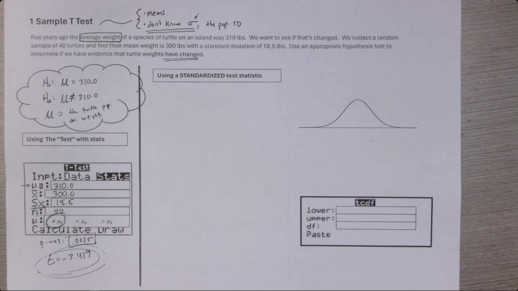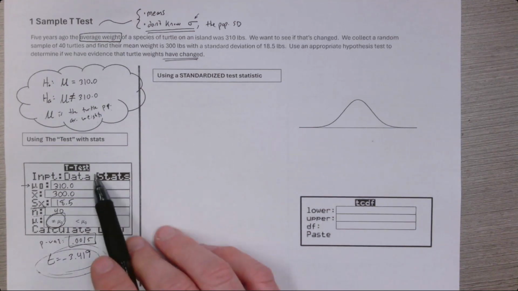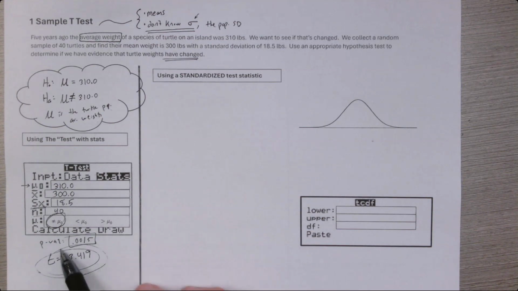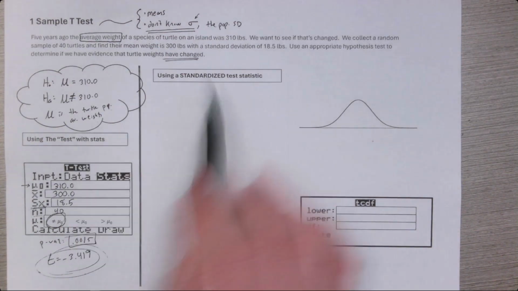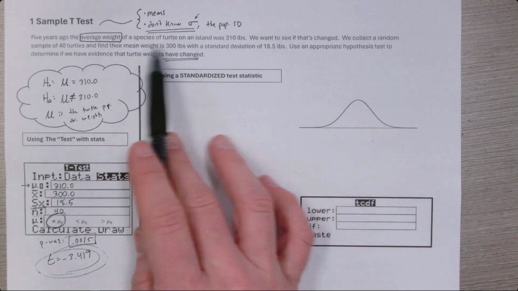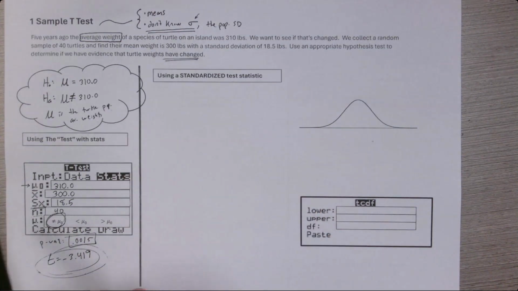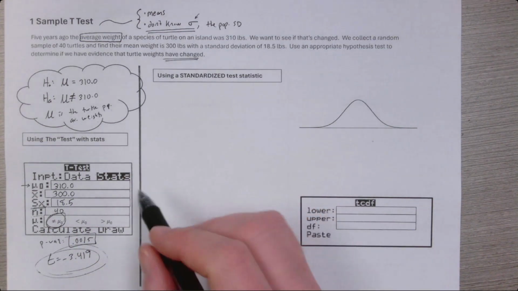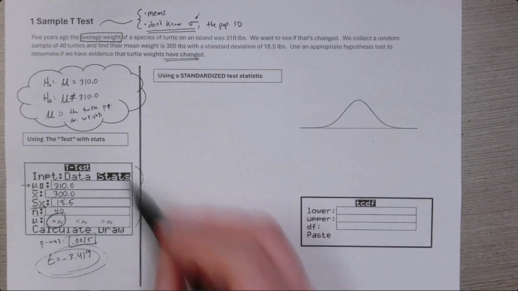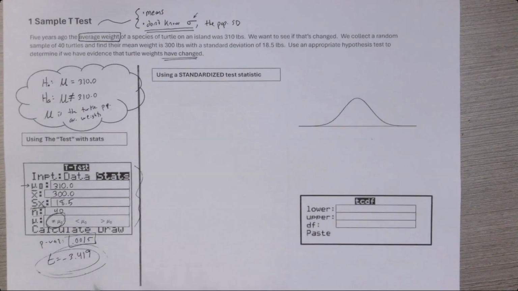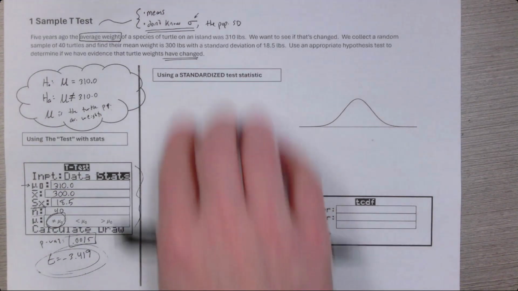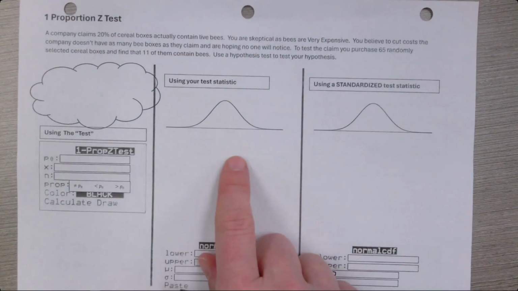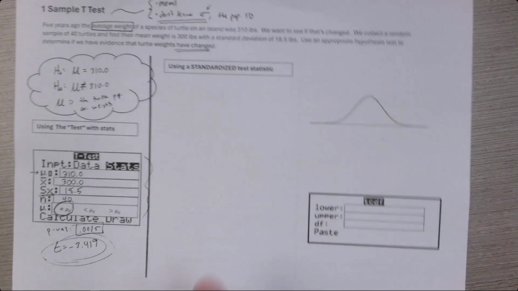Hey everybody. In the last video, we used the t-test and the calculator to find a p-value for an experiment that has to do with the average weight of a species of turtle on an island. So let's figure out what's happening inside this menu. How does it actually get that probability? So I'm going to sketch out something that is parallel to what we did with a proportion, and then we'll see why we can't do it quite that same way.